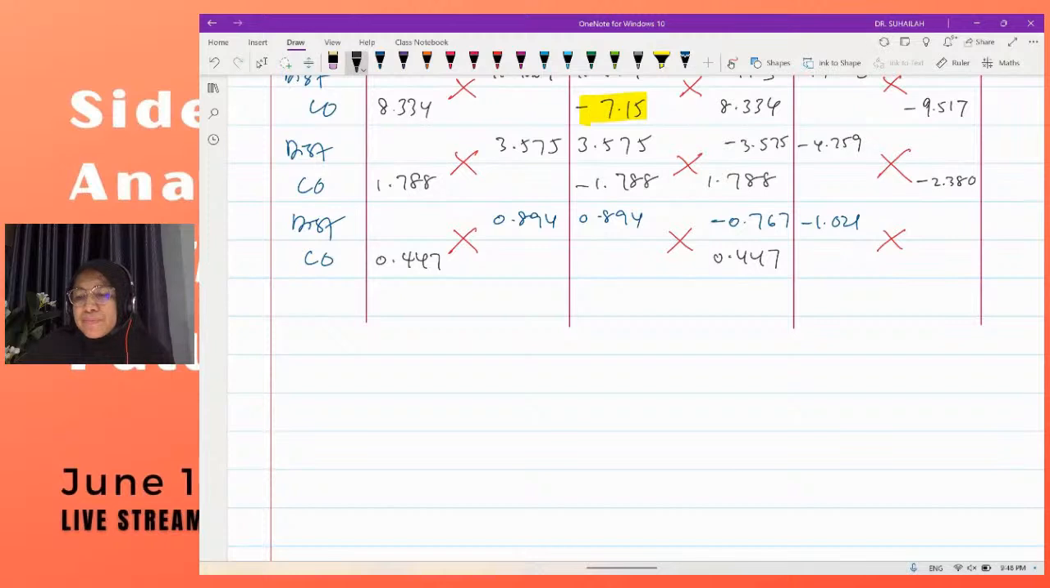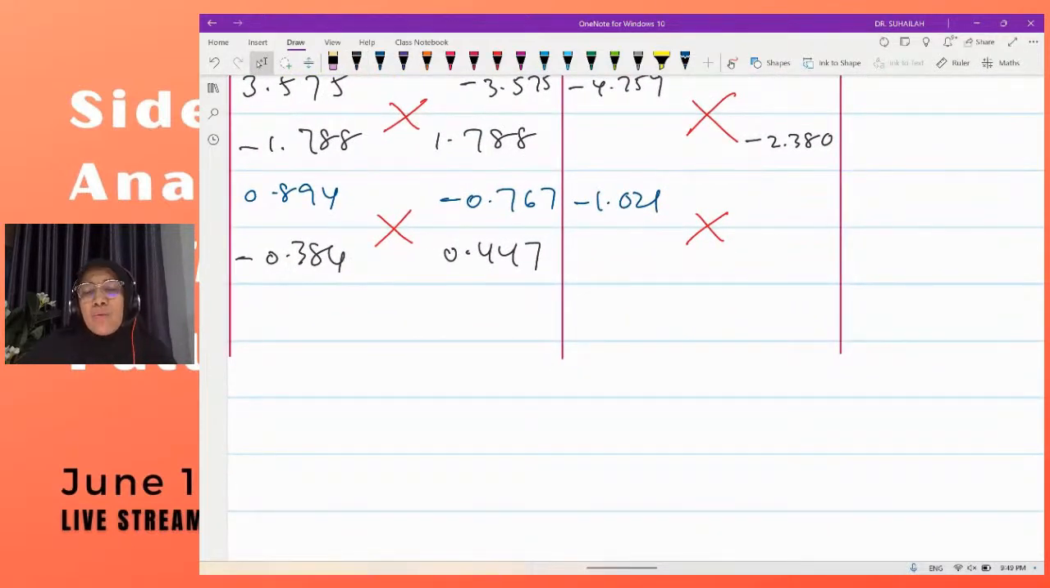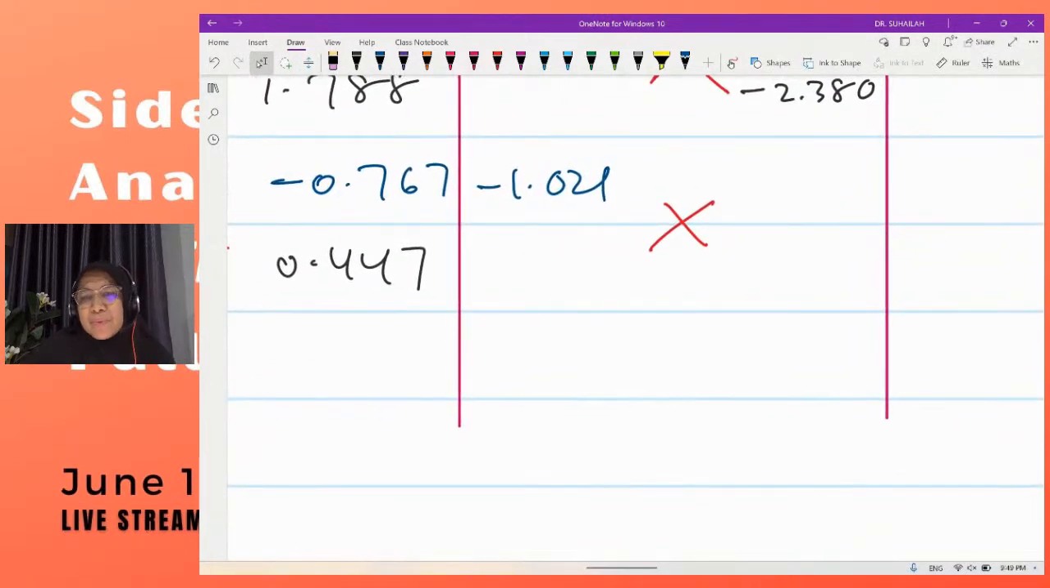0.767 divided by 2. Okay, now 0.767 divided by 2. Negative, yeah? Negative 0.384. And another one is 1.021. 1.021 divided by 2, negative.